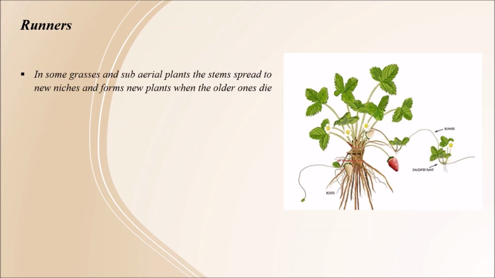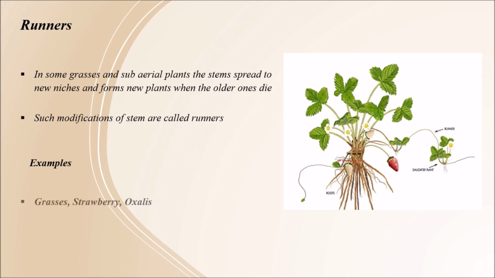Coming to runners, in some grasses and subaerial plants, the stems spread to new niches and form new plants when the older ones die. So in some grasses and some aerial plants, the stem spreads to new niches and forms new plants, and when the older one dies, these spread parts or spread plant stems will grow into new ones. Such modifications of stem are called runners. Examples we have grass, strawberry, oxalis.